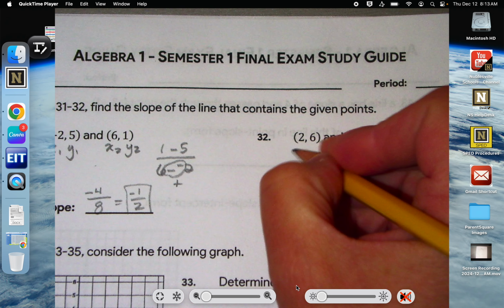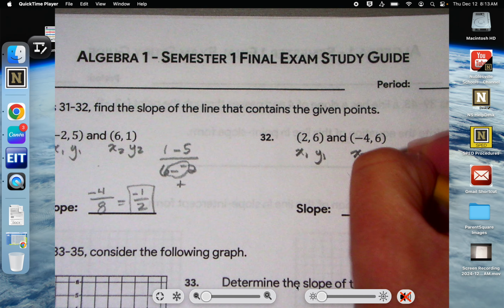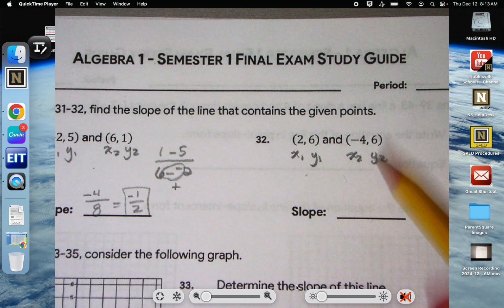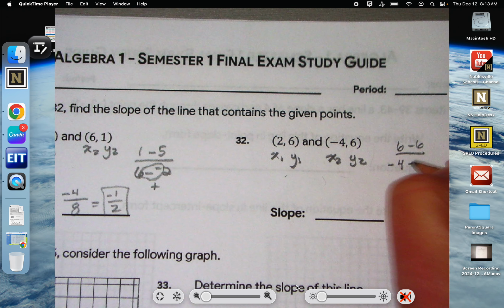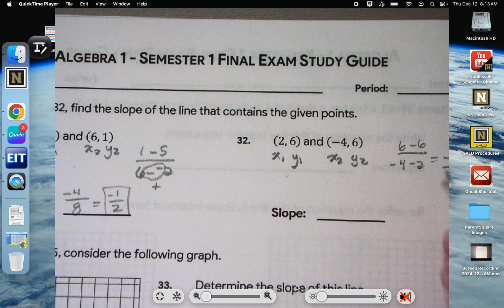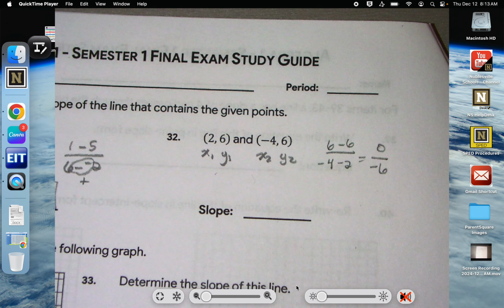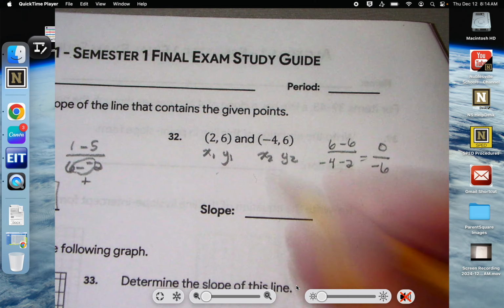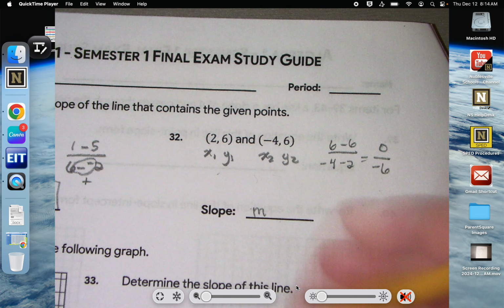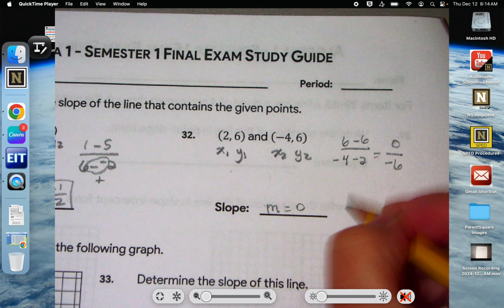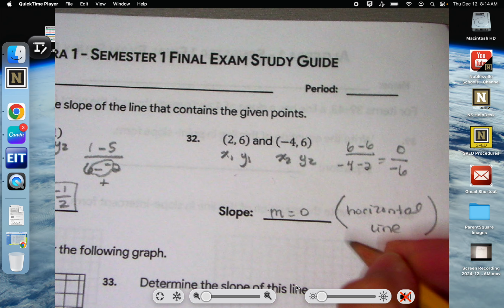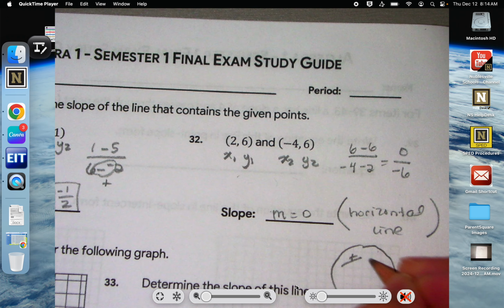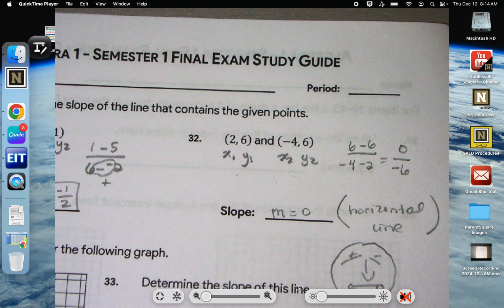Same with number 32. I'm going to label x1, y1, x2, y2. Remember, I'm only labeling them with the 1s and the 2s because this is the first one I see. This is the second one I see. So I'm going to have 6 minus 6 over negative 4 minus 2. So I'm going to get 0 over negative 6. Just going to make sure I have this right. 0 divided by negative 6 is just going to be 0. So my slope is 0. And this tells me that this is a horizontal line. If you remember Mr. Slopeface, positive, negative, undefined, and then a horizontal line has a slope of 0.